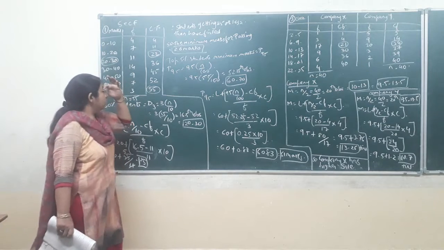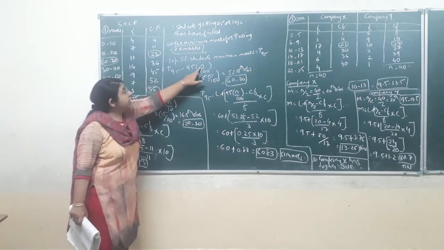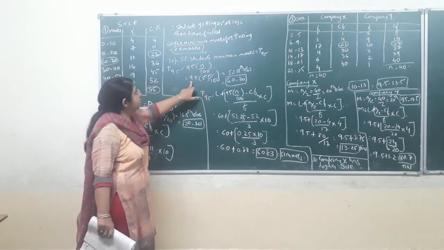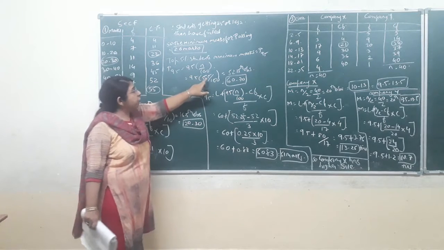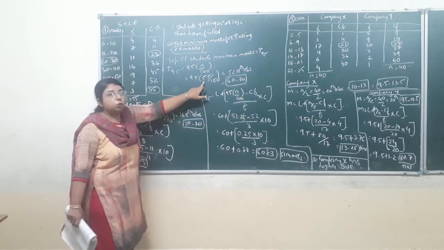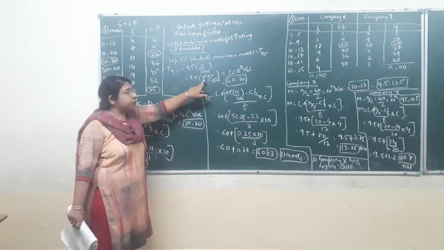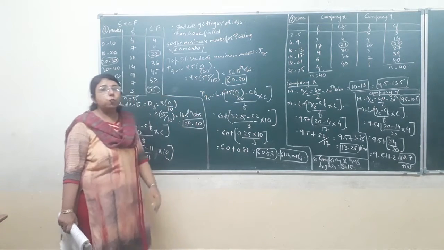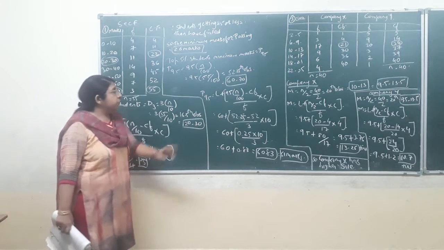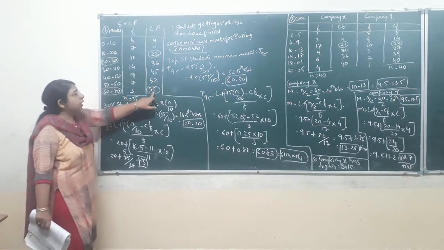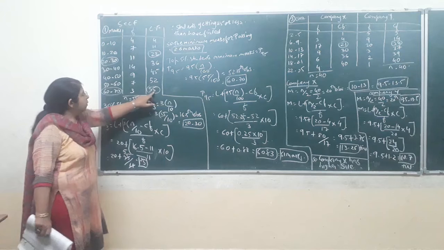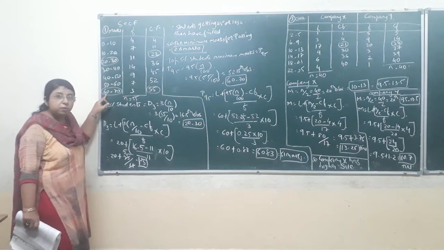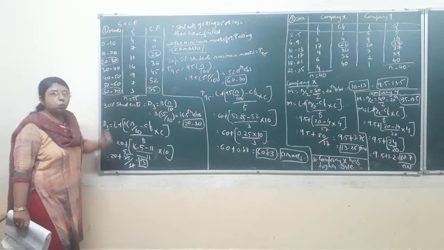Now P95 is equal to 95n by 100. The n value is 55, so 55 divided by 100 comes to 0.55. 0.55 into 95 will give us the value 52.25 observation. So 52.25 comes in the 55 cumulative frequency, so our percentile class will be 60 to 70.